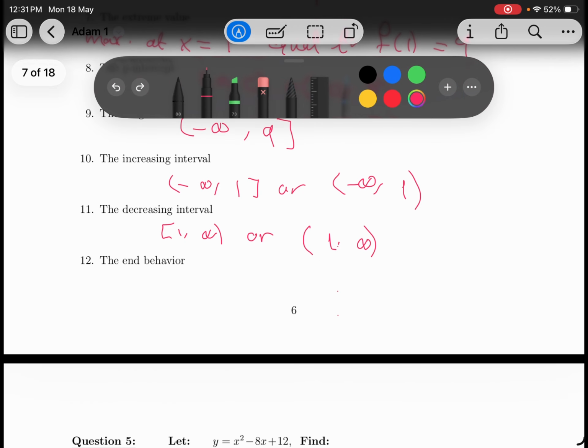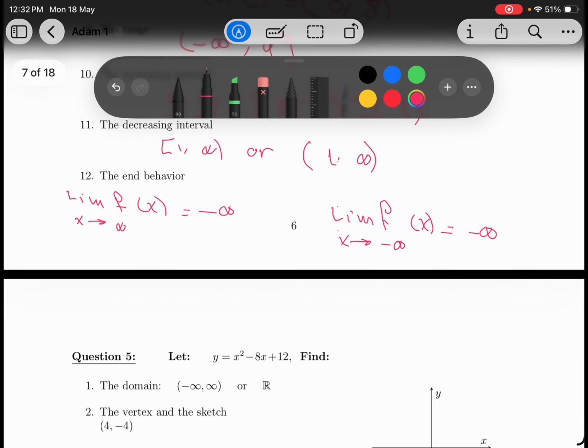So I will write this using limit form, and this limit means limit of x when x going very big goes to minus infinity. Even here I will write the limit of this function f of x when x goes very small, also going to minus infinity. So whether x goes to infinity or to minus infinity, both tails of this function are going down. And I will move to the next example.